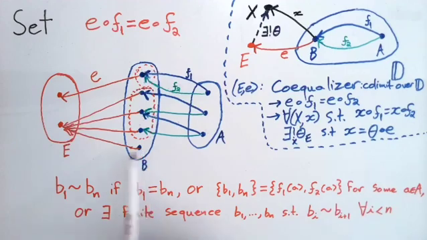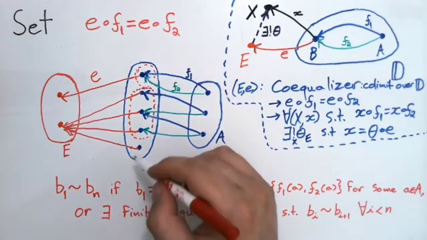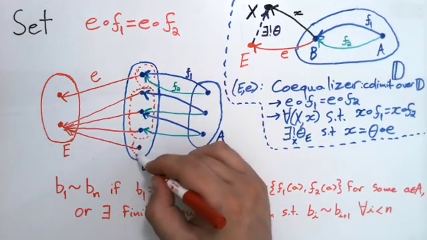And for any element not in the range, I guess, of F1 and F2, we can just group it by itself as well, because we don't need to force anything with that one.